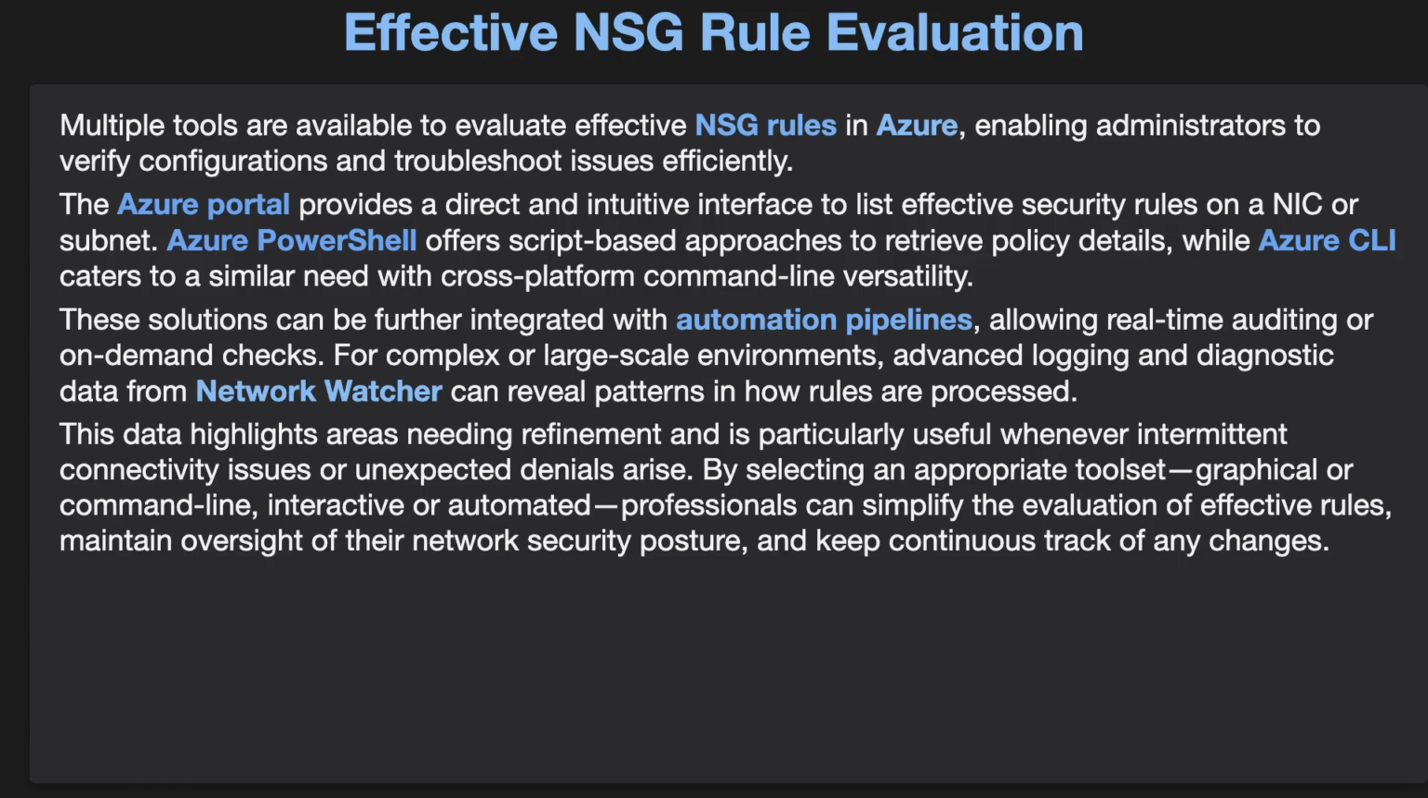For complex or large-scale environments, advanced logging and diagnostic data from Network Watcher can reveal patterns in how rules are processed. This data highlights areas needing refinement and is particularly useful whenever intermittent connectivity issues or unexpected denials arise. By selecting an appropriate tool set, graphical or command line, interactive or automated, professionals can simplify the evaluation of effective rules, maintain oversight of their network security posture, and keep continuous track of any changes.